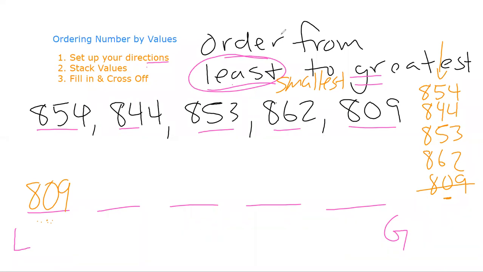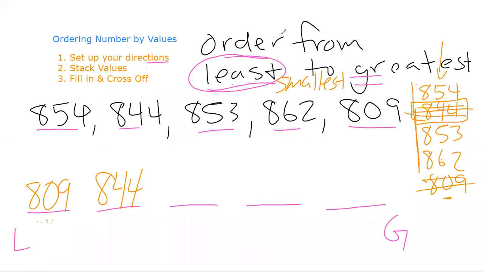Hundreds, they're all the same. Right? We're looking in here. They're all the same. So let's move back to the tens. We have a 50, a 40, a 50, and a 60. Well, 40 is going to be smaller than 50 or 60. That's going to be my next value. That's the smallest. Okay. Now here's where things get tricky.